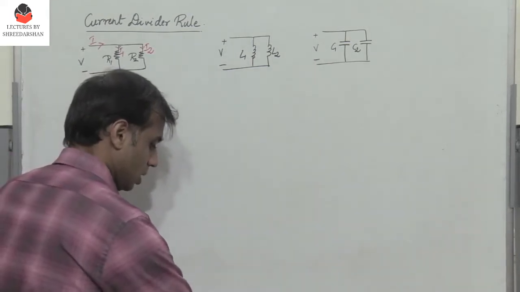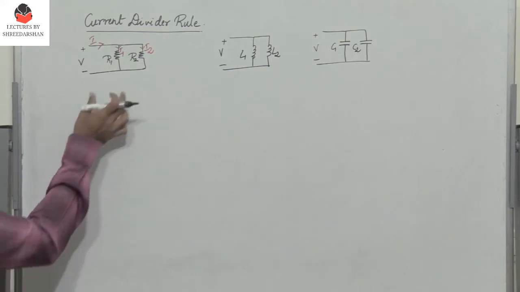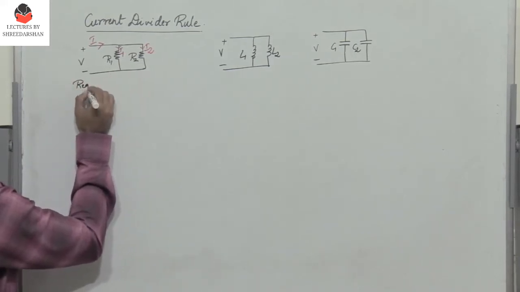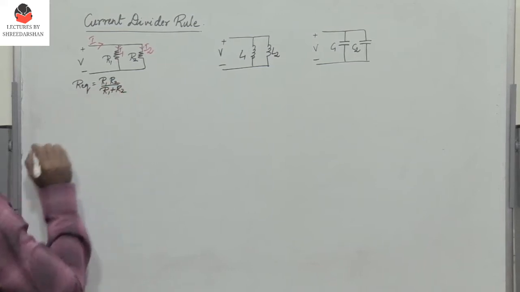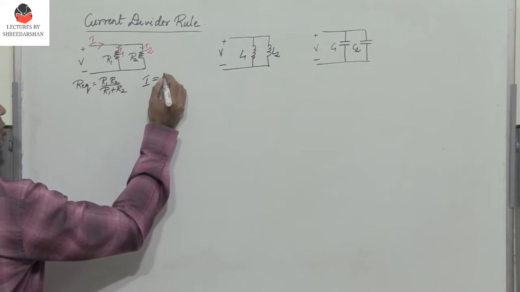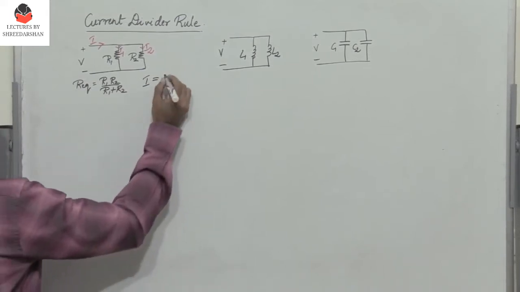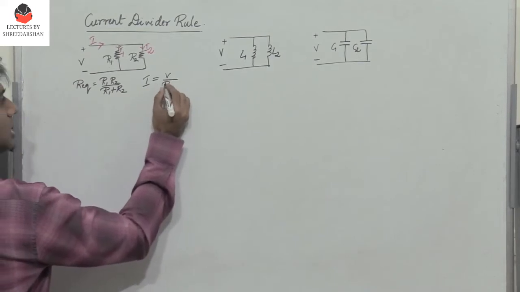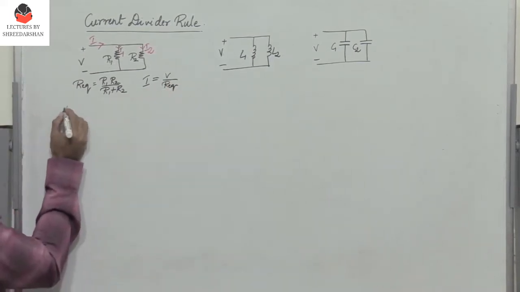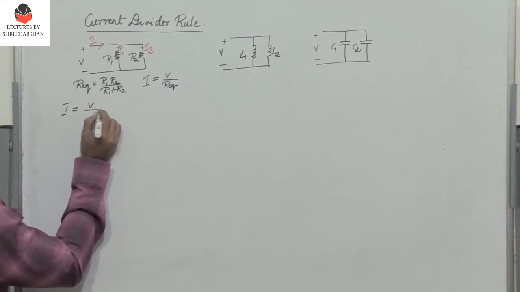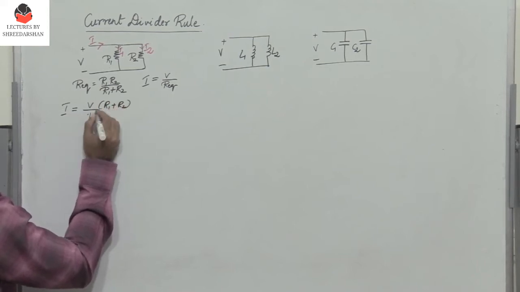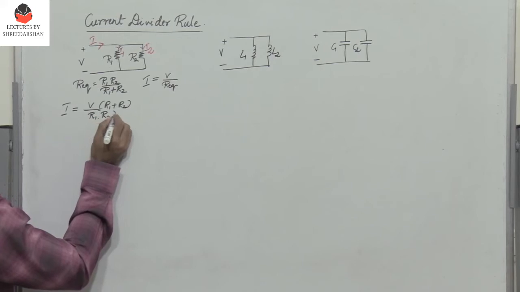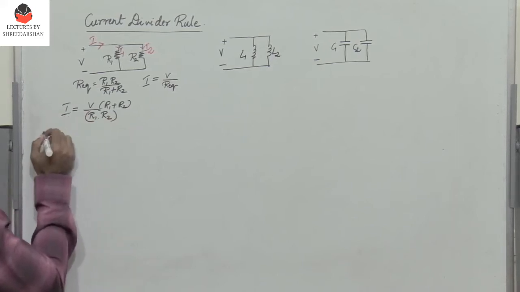So we know that the equivalent resistance of two resistors connected in parallel, R equivalent, is R1 into R2 divided by R1 plus R2. Alright? So therefore what is I? I equals V by R, so it is V divided by R equivalent. So therefore I have I equals V divided by R1 into R2 over R1 plus R2. Alright, so this is I.